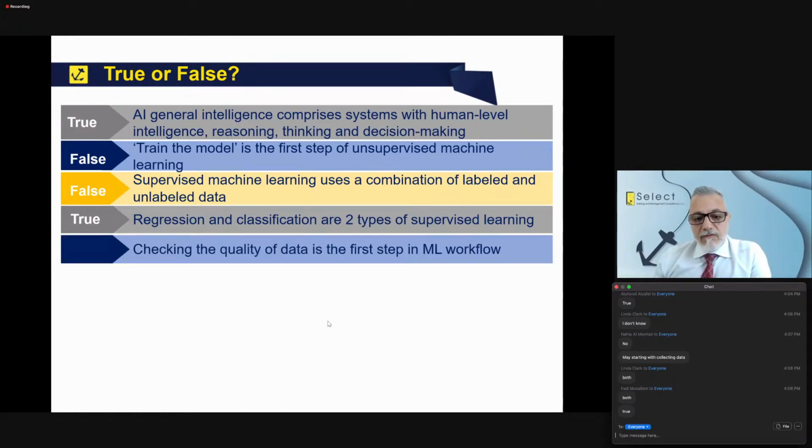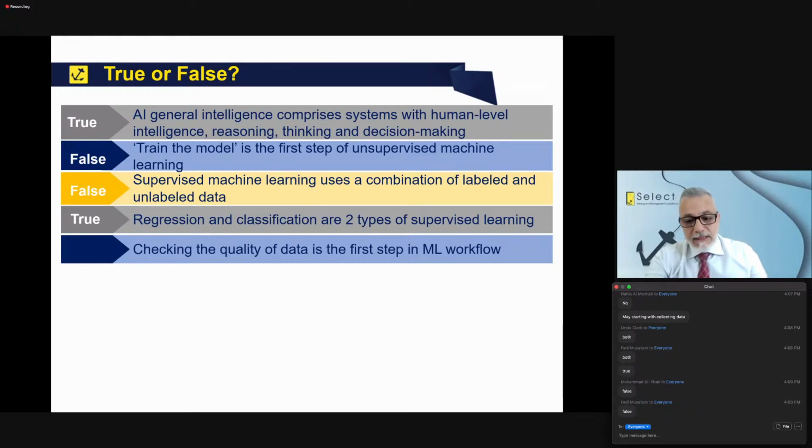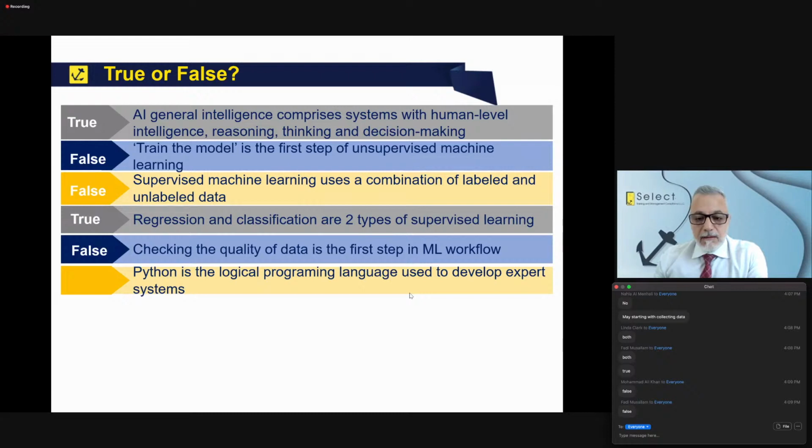Checking the quality of data is the first step in the machine learning workflow. False. Yes, false. As Nahla, I think, said before, the first step is collecting the data. So checking the quality of the data is not the first step.